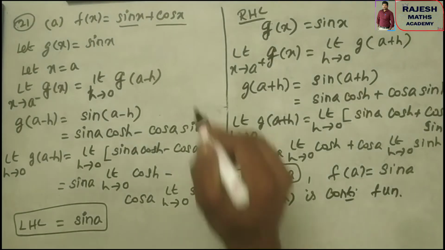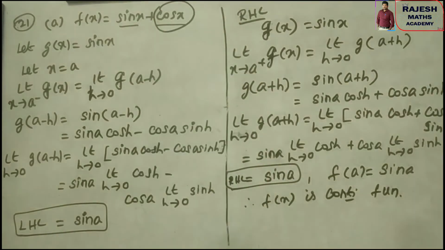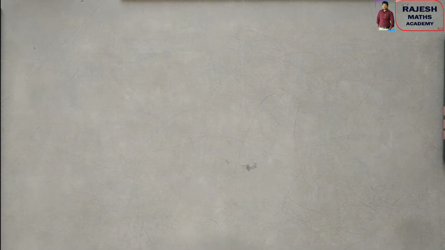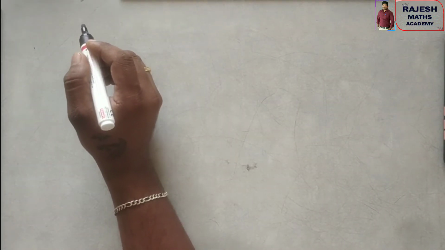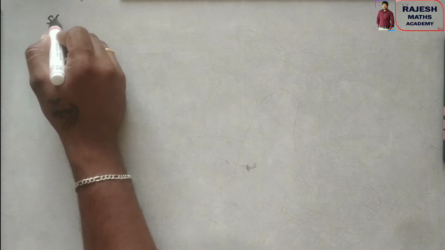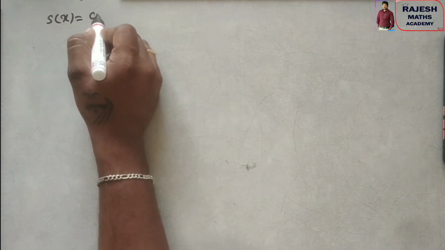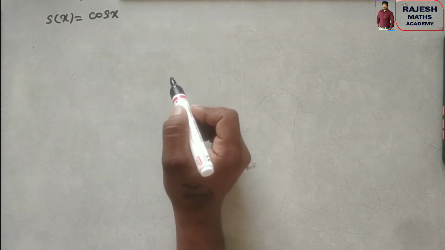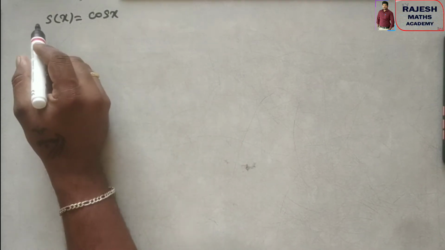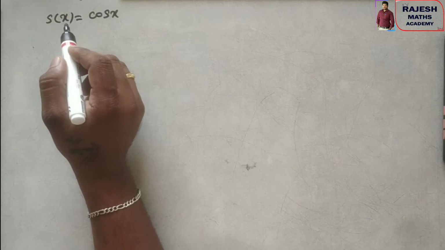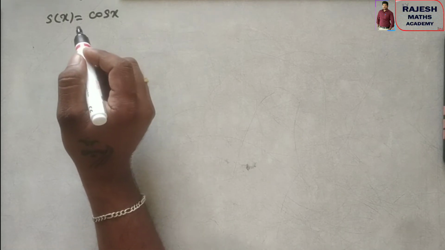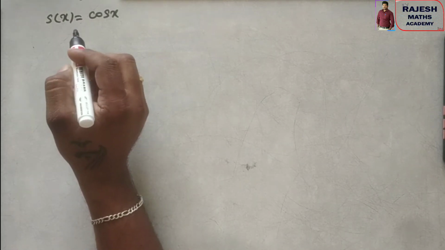Next I need to prove the continuity for cos x. Similarly, continuity of cos x. We have already taken f of x and g of x, so I am taking s of x. So let s of x equal to cos x. I am going to prove the continuity of cos x here. After that I am going to add sin x plus cos x, and say sin x plus cos x is continuous and sin x minus cos x is continuous, like that.